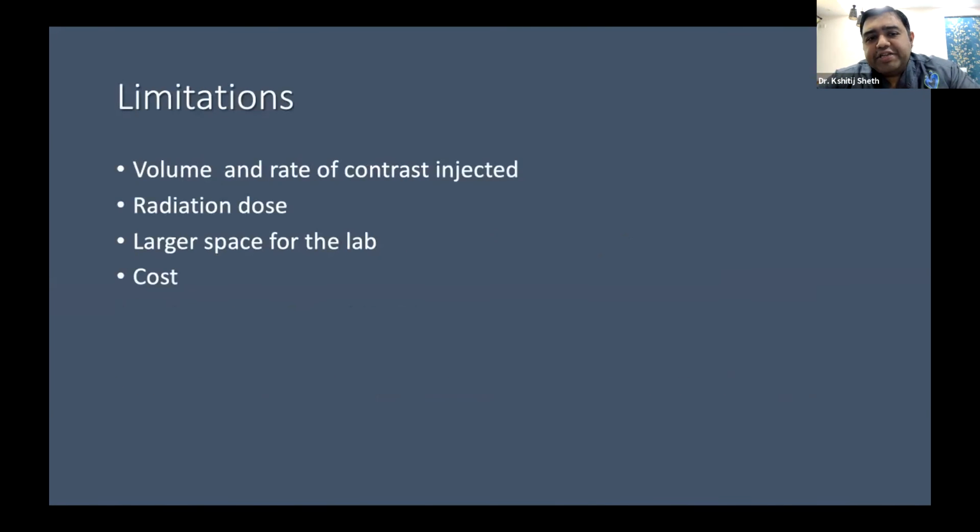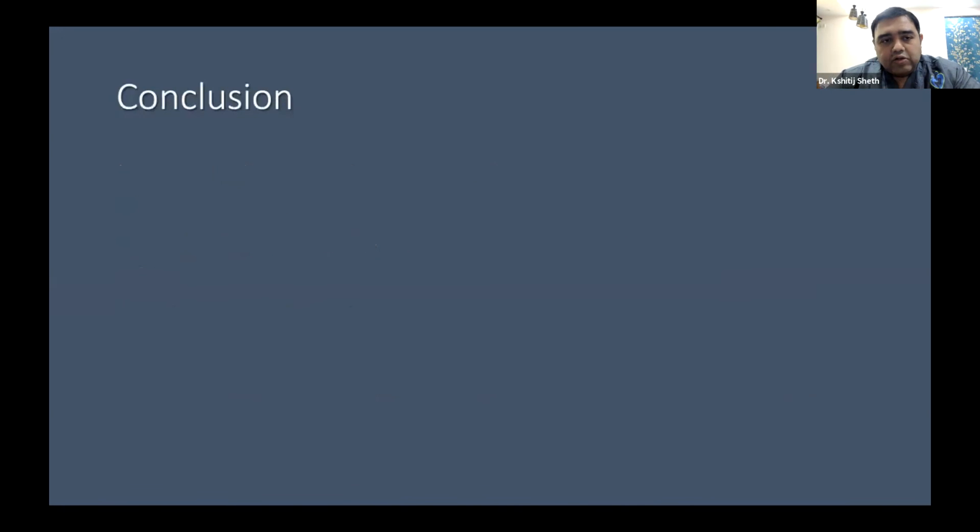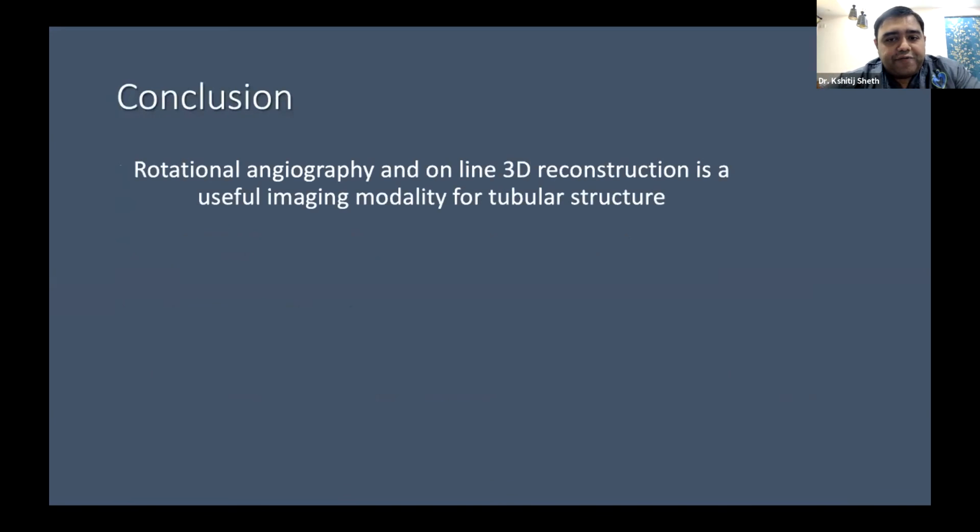As I said, the limitation is you need to inject a lot of contrast in one go. The radiation dose is much higher than conventional angiography. You require large space and definitely there is the cost of the software. So concluding, I would say that rotational angiography and 3D is a useful imaging modality for tubular structures. It might not be a revolution, but definitely a handy asset to have in the cath lab.